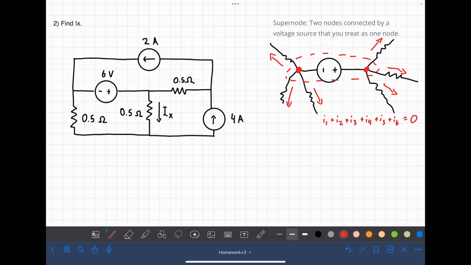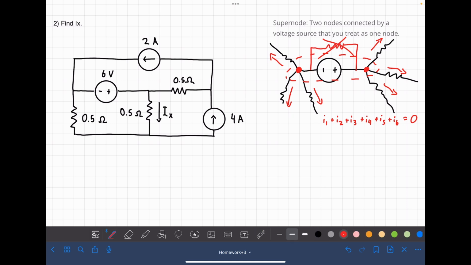And if you had a branch, say, like this, going between those two nodes, you can just ignore that altogether, because you'd have no currents entering or exiting the greater supernode. It's just going from one node to another node within the same supernode, so you can ignore that.